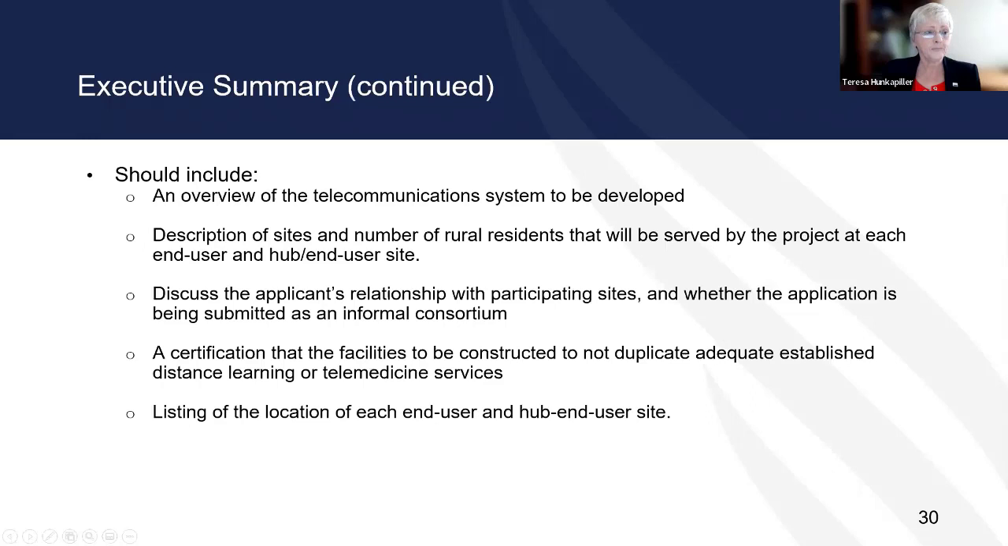We need an overview of the telecommunication system, meaning what's going to be connected where and to whom, the number of end user sites, and whether they're going to be end users or hub end users, or whether they're going to be purely hubs. You will discuss the application, the applicant's relationship with all the other participants, especially if it's a consortium. We will need to know for sure that you will need to make the statement that this is not duplicating services. And we want to make sure that we put money where it is needed the most, not to build over something that is already there. All right, next screen, please.